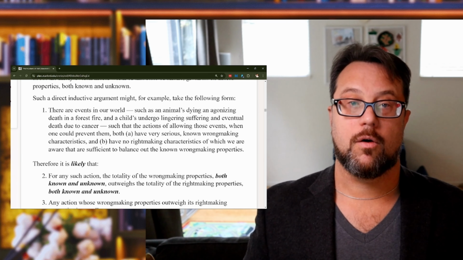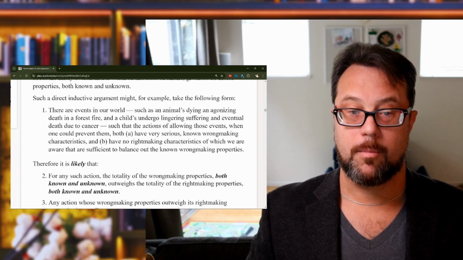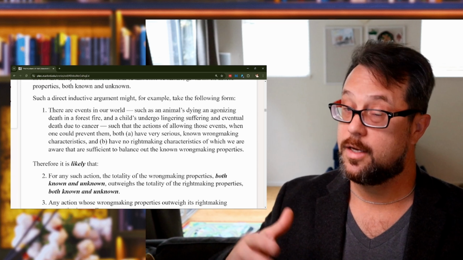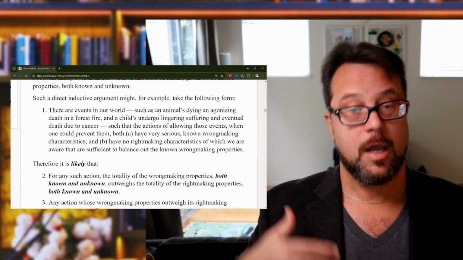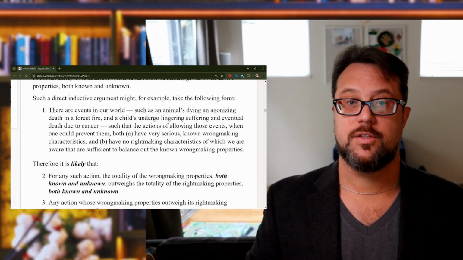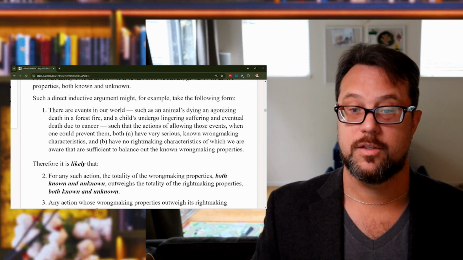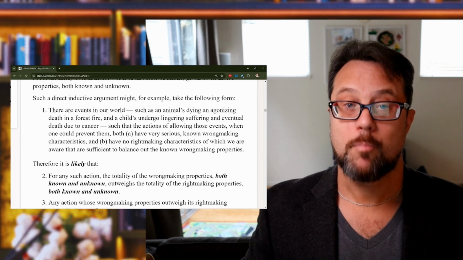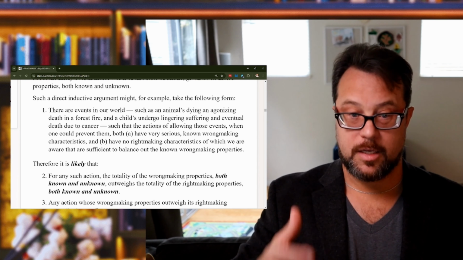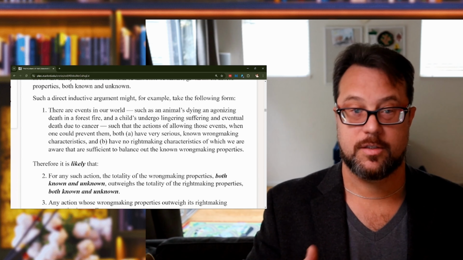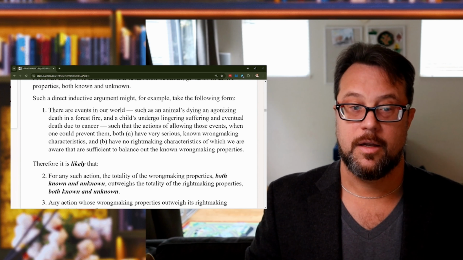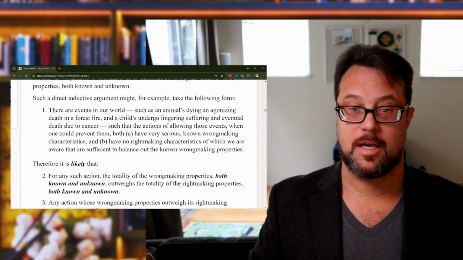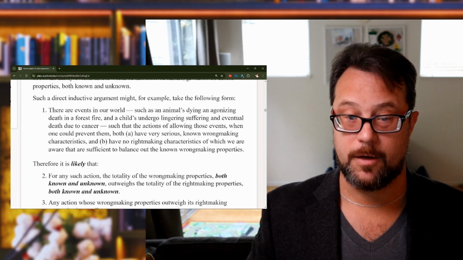So what are these right- and wrong-making properties? Well, he's saying we don't know the right-making properties that would balance out the wrong-making. And of course, the wrong-making property is mainly the suffering, the pain, which he's assuming that both the theists and atheists would agree is intrinsically bad. It's bad to be in a state of suffering and pain.